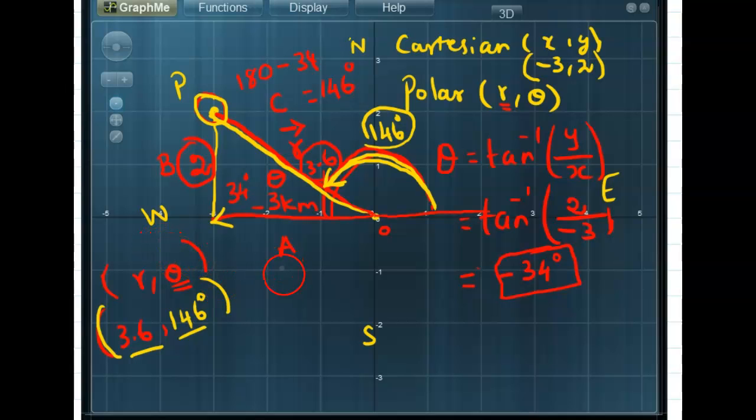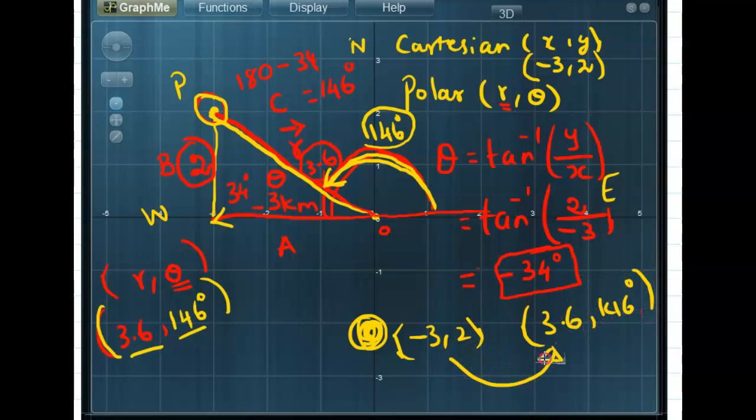Now we have converted the system from the Cartesian system to the polar coordinate system: 3.6, 146 degrees. So these are all the basic concepts for Cartesian to polar and polar to Cartesian. Using this information and knowledge, we can discuss how to resolve the other two coordinate systems, known as cylindrical and spherical coordinate systems. Thank you very much for watching my video.